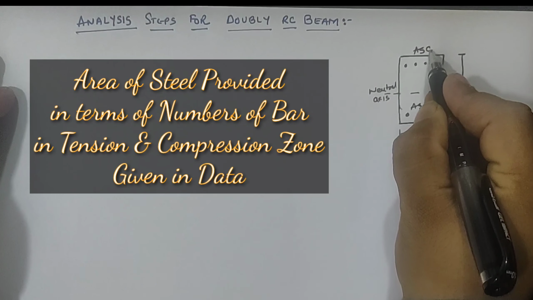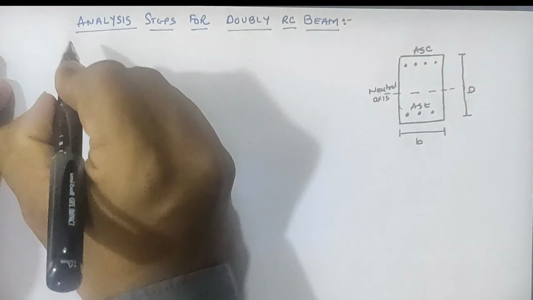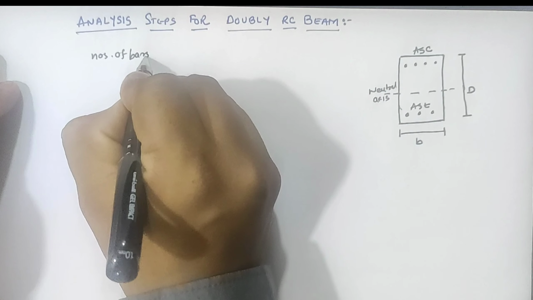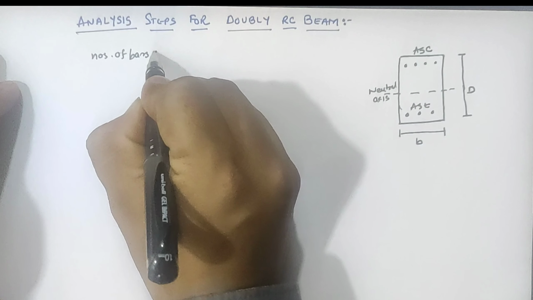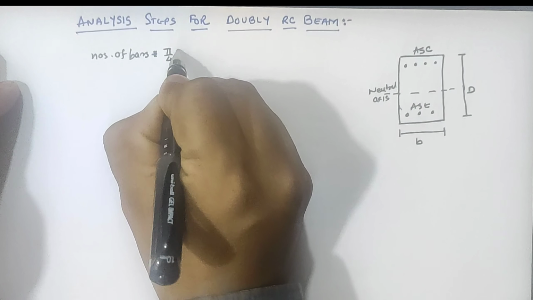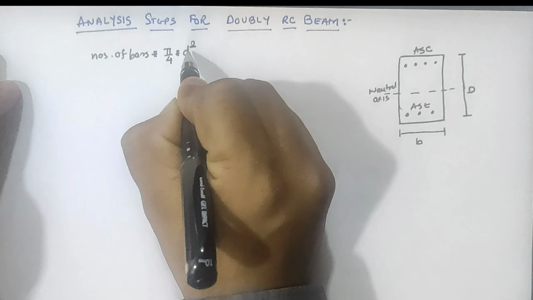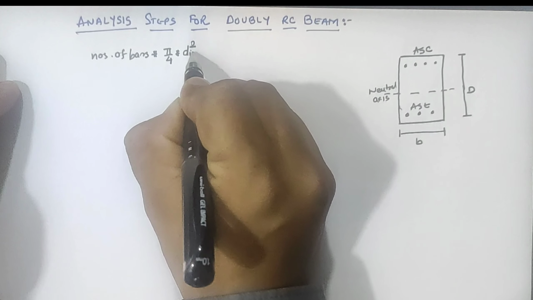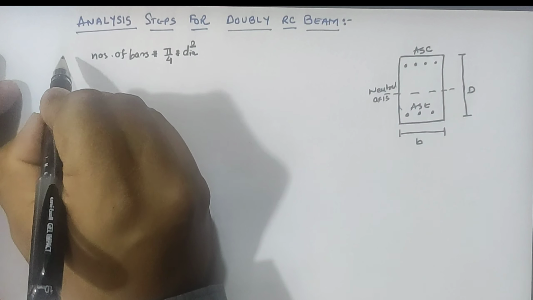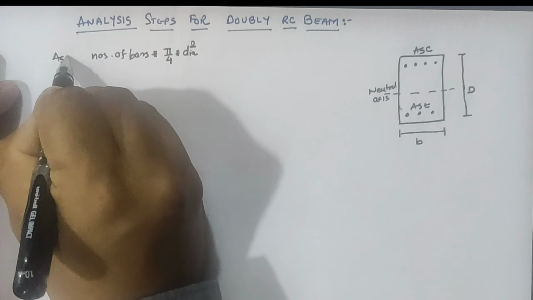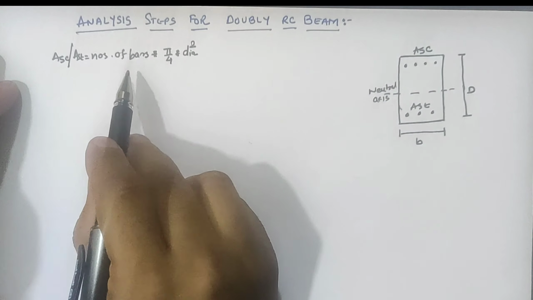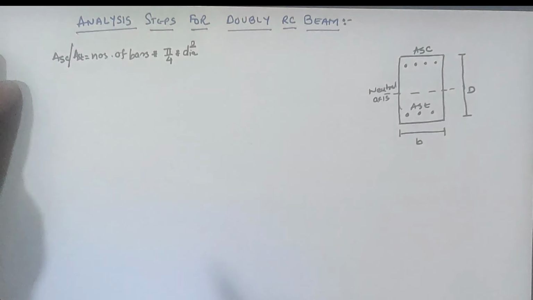compression zone as ASC, which can be calculated by the number of bars given in the zone into the area of an individual bar. It means pi by 4 into d square, where dia is the diameter of the reinforcement. So the area of steel, ASC or AST, can be calculated by the equation: number of bars into pi by 4 dia square.